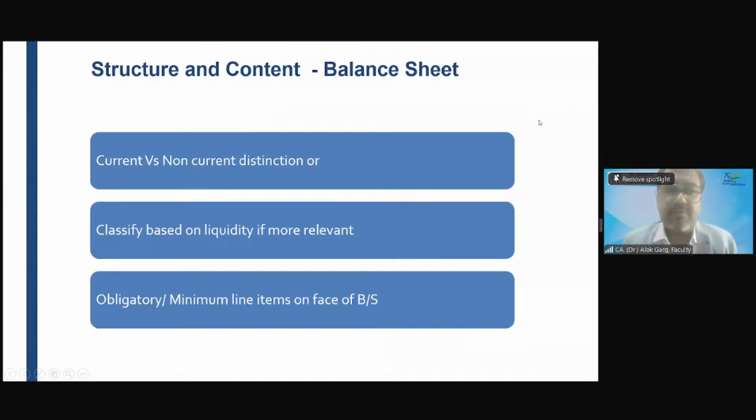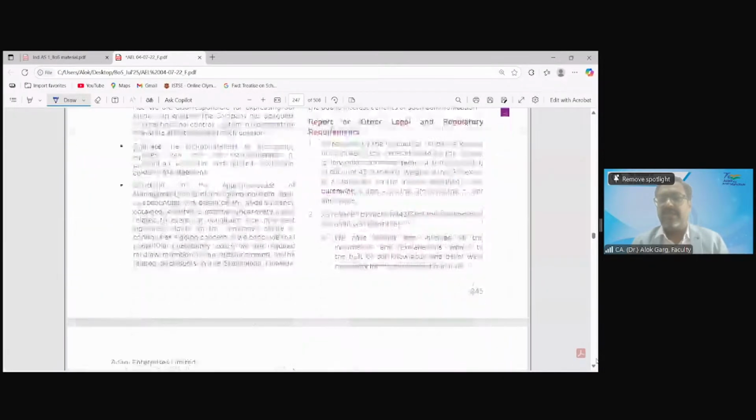So friends, now in structure and content, let me discuss one by one: balance sheet, profit and loss, statement of changes in equity, and your cash flow and notes to accounts. I'll discuss the components one by one. Okay, is that clear? Talking about current and non-current: your balance sheet line items have to be divided into current and non-current. And you can see that in this Adani Enterprises balance sheet, the entire balance sheet is divided into current and non-current.